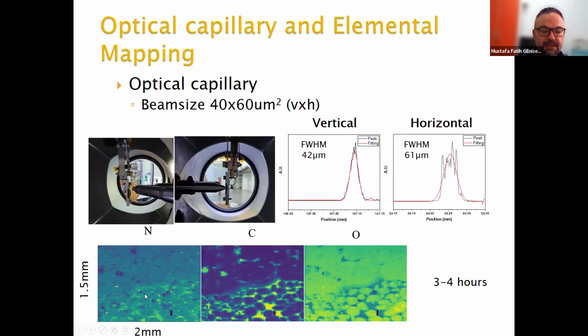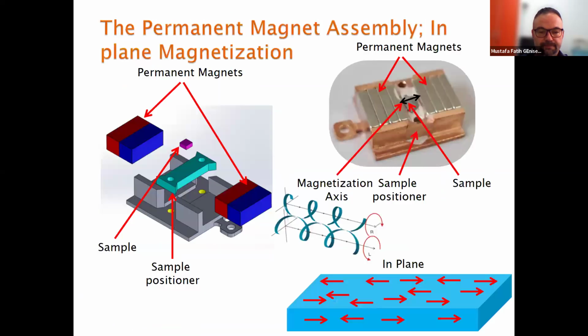Here you can see, when we look at the nitrogen edge and the carbon edge, the carbon is more than the other elements. You can see, for example, that as the element amount gets higher and higher, the brightness is increasing. The oxygen is less in here. Carbon is high and oxygen is less in here. We collected this data in between 3 or 4 hours. So for elemental mapping, it's working very well.